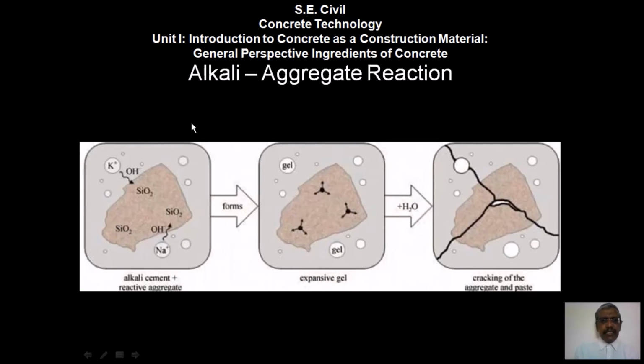Alkali aggregate reaction, this is a very important part which we have to see. The alkali which is there in the cement will be reactive with the aggregate, then it will form a gel at the surrounding of the aggregate and small cracks will be formed. Then with the water, the crack will be formed in the aggregate and cracking of the concrete will be there.